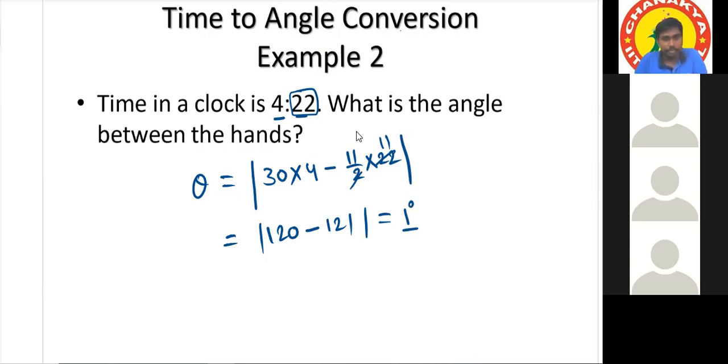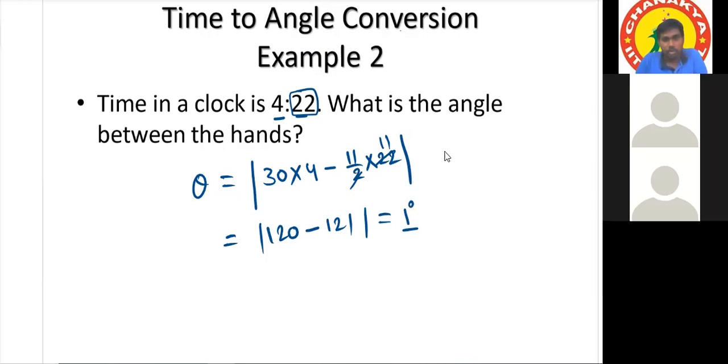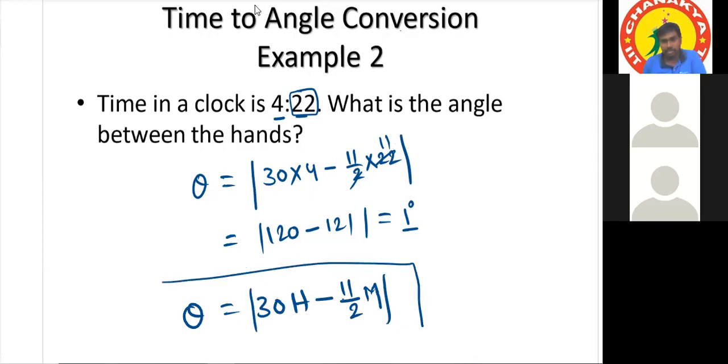Yes. Sir, can you once tell the formula? I'll write it down. I forgot to write it in the last class. Yeah. Theta equal to 30h minus 11 by 2 m. So theta represents the angle, right? Yes, sir. Theta is the angle between the two hands, h represents the number of hours and m represents the number of minutes.